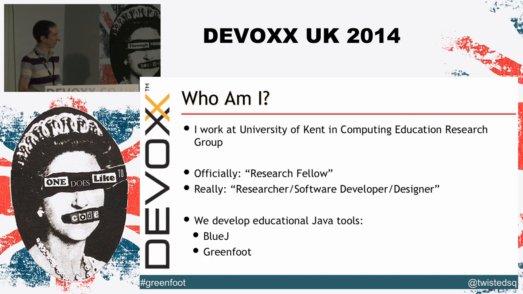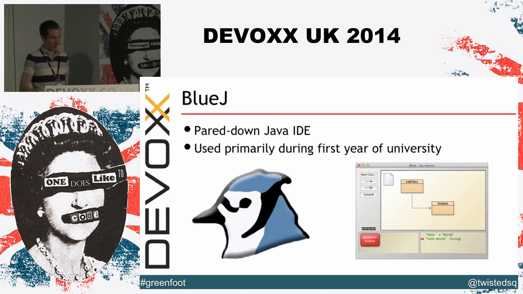So we develop a couple of educational tools called BlueJ, and I'm particularly going to be talking about Greenfoot today. So BlueJ tends to be used at a slightly older age. It's used a lot in the first year of university, and it's basically a very trimmed down Java IDE. So you just program standard Java in it, but it takes out a lot of the complexity that full professional IDEs like Eclipse or NetBeans or Visual Studio might have.